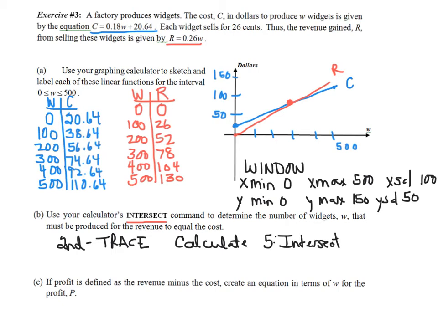When I do that, I see on the bottom of my screen that it has told me that the intersection point is 258.67, 68.08. If you have any trouble with that, try repeating the steps again, and if you're still struggling, please see me and bring your calculator so that we can go over it in person. This answer tells me that I need to make 258 widgets in order for the cost to equal the revenue.